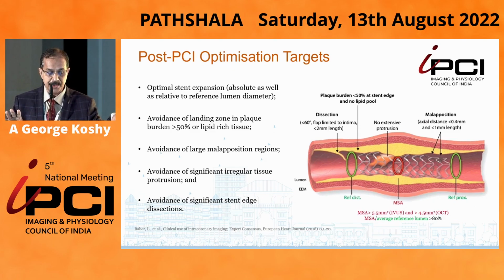So let me conclude the post-PCI optimization targets. These are all the important targets. The optimal stent expansion, avoiding of landing zone plaque burden more than 50%, or a lipid-rich tissue, avoidance of large malapposition. If there's minimal malapposition, there's no underexpansion. If the MSA is more than 4.5, maybe you can ignore. Avoidance of significant irregular tissue protrusion and avoidance of significant edge dissection.